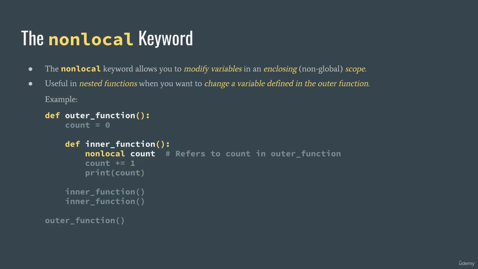The nonlocal keyword allows you to modify variables in an enclosing scope, but not the global scope. It's especially useful in nested functions when you want to change a variable from the outer function. In this example, nonlocal count inside inner function allows us to modify the count variable defined in outer function. Each time we call inner function, it increments count and prints the updated value.